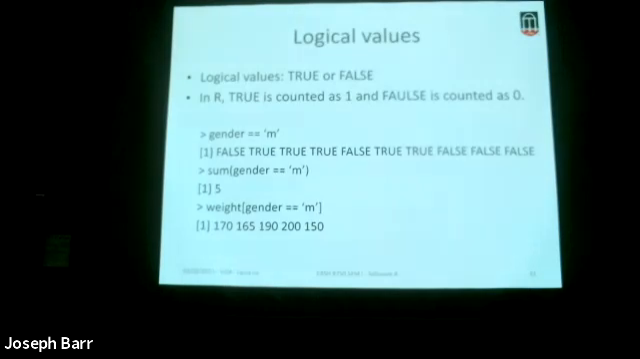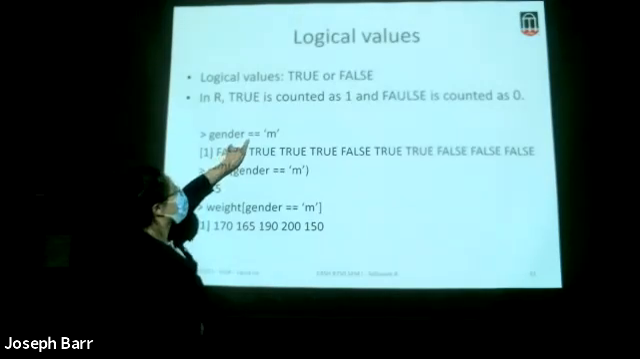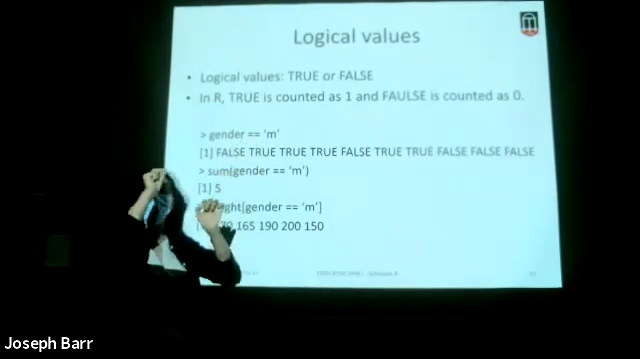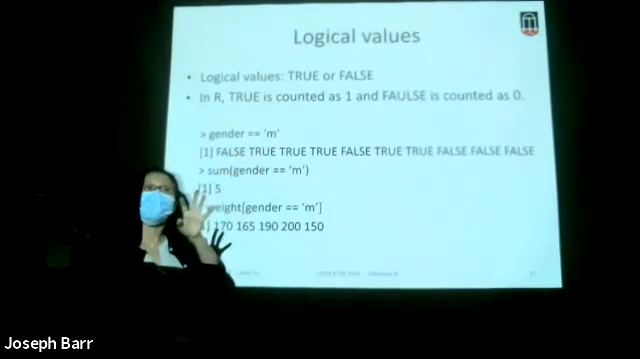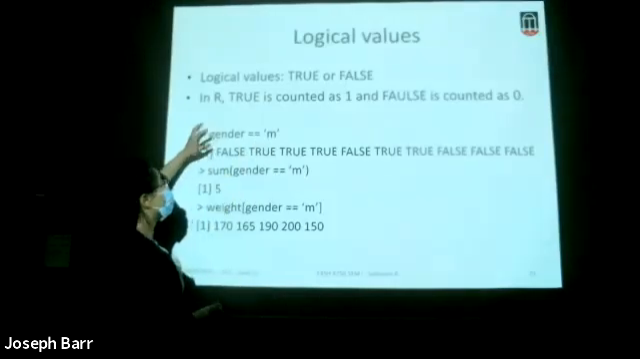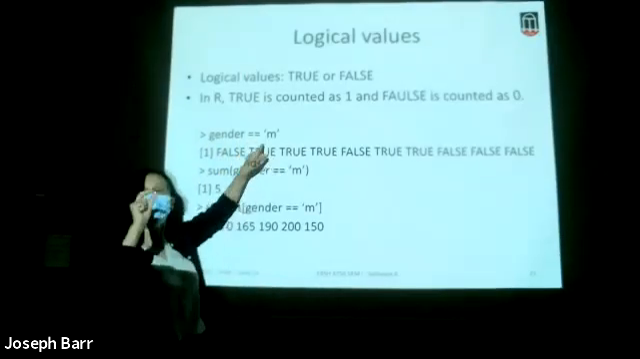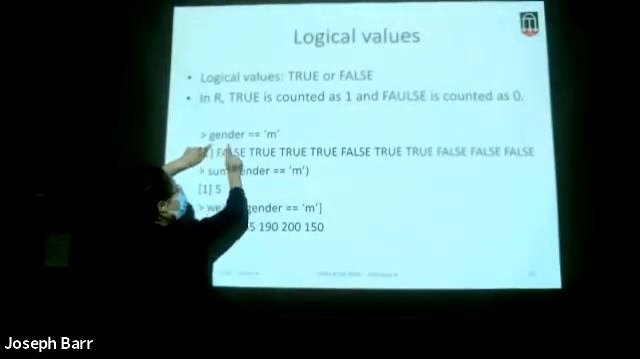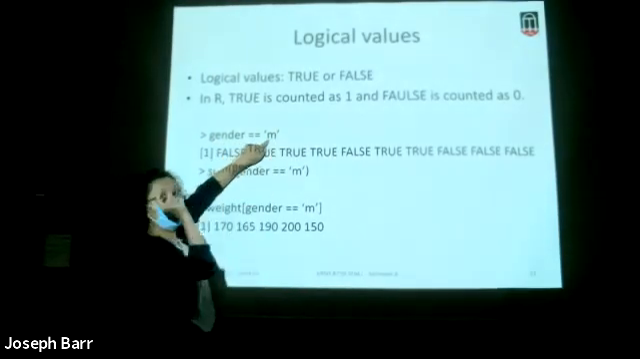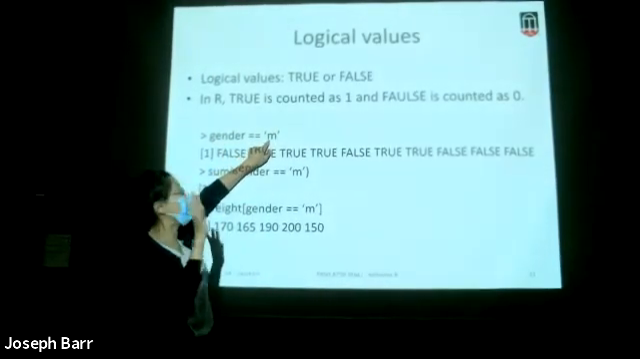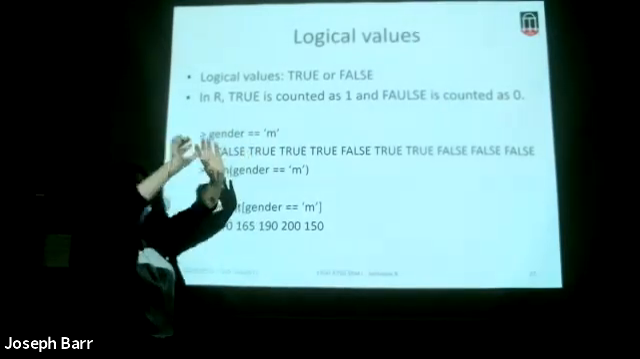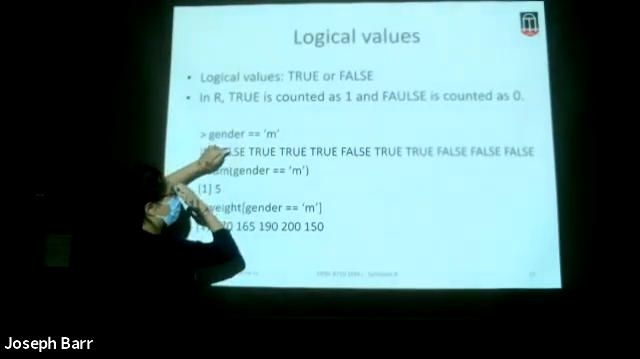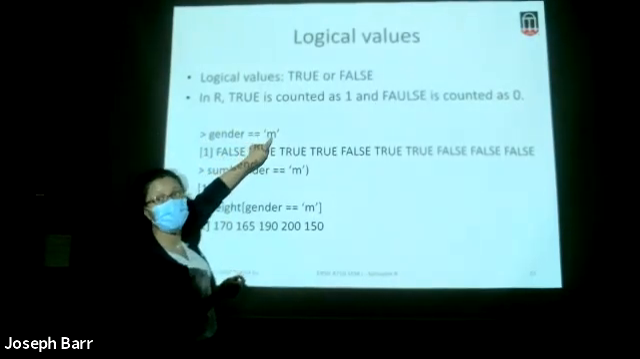Suppose we want to use these two symbols, equal sign twice. If it's one equal sign, that means give a value to that variable. But if I put two equal signs, that means it's a logical value to do the comparison. If that vector is an M or not, it just does comparison. For example, gender, I have 10 genders. So each element inside of that vector will be compared with male or not.